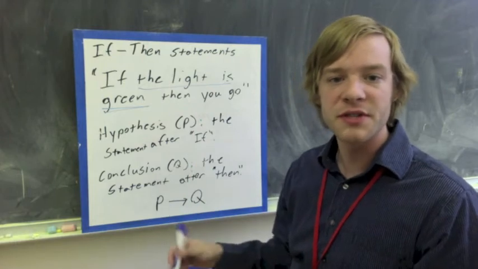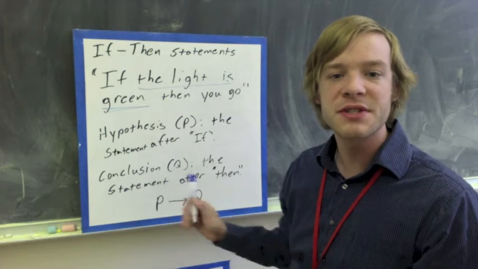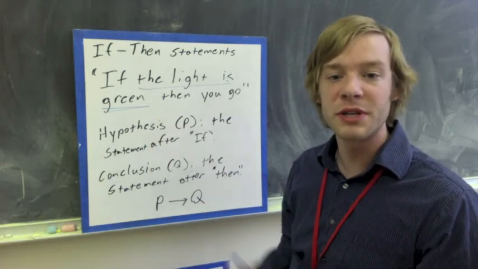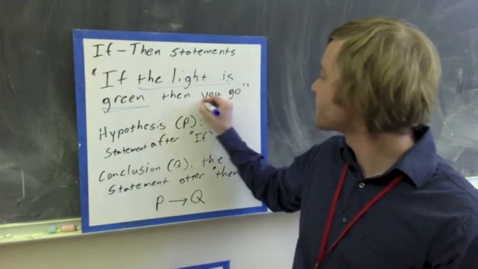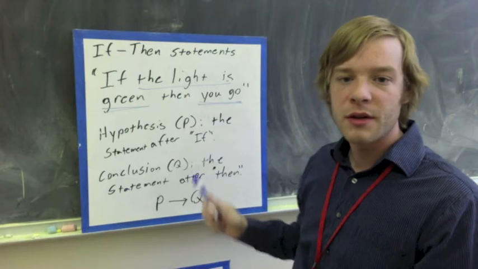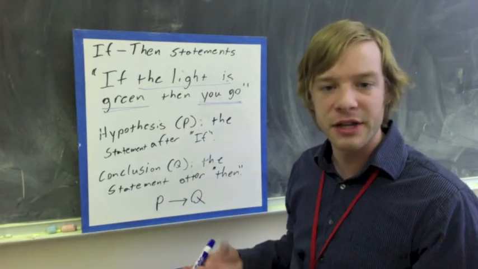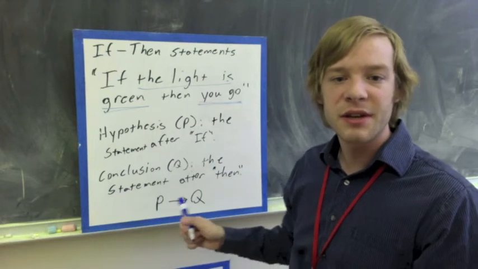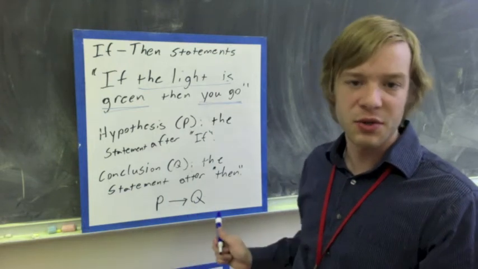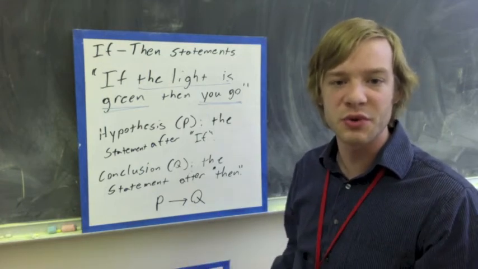The second part of this is what's called the conclusion, often represented by Q. And this is the statement after the then. So here, our conclusion would be, you go. And the way that we would write this out mathematically would be P arrow to Q. What we mean is, if P, then Q. And we're going to be seeing some similar diagrams like this with some of the other terms.